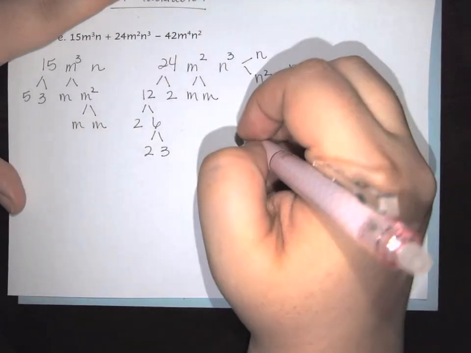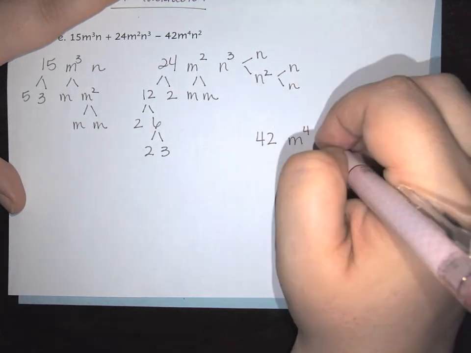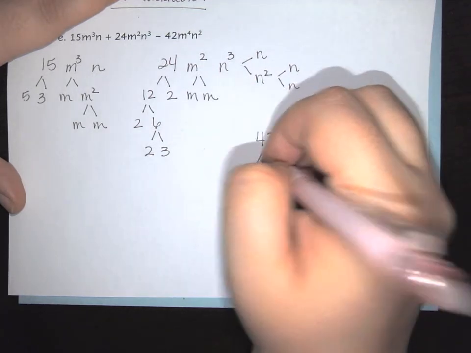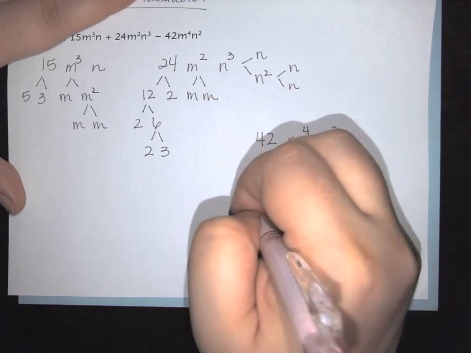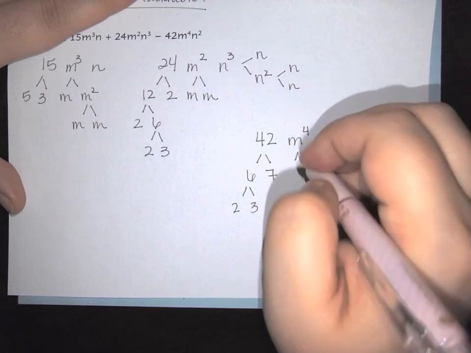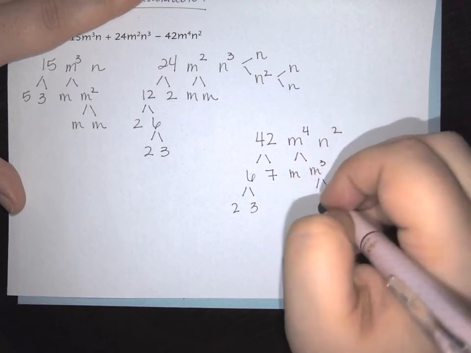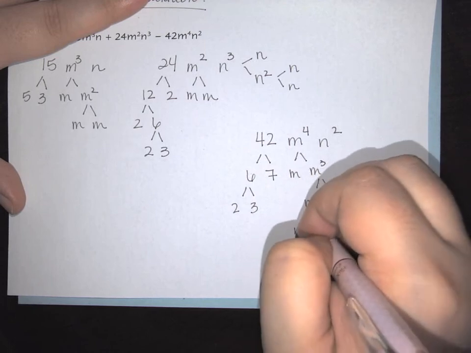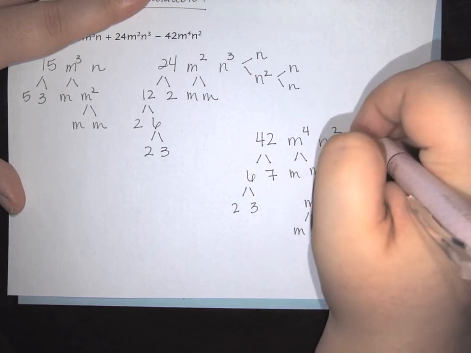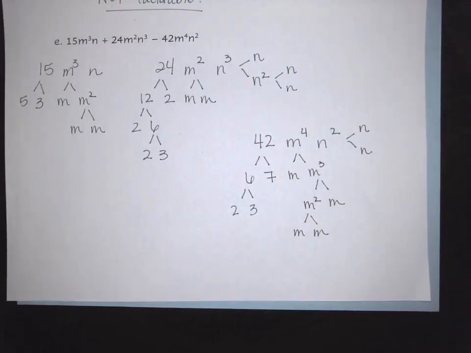And then the last one that I have is 42 m to the 4th n squared. 42 can break down into 6 and 7. 6 breaks down to 2 and 3. M to the 4th can become m and m cubed, which can become m squared times m, which breaks to m and m. And then here n squared becomes n and n. Okay. So everything is broken down.